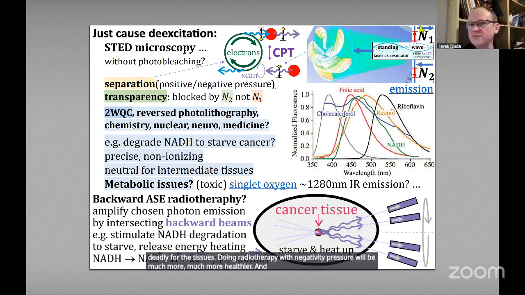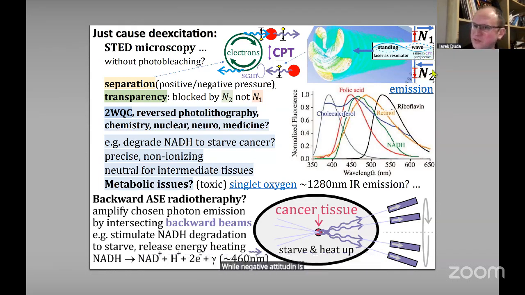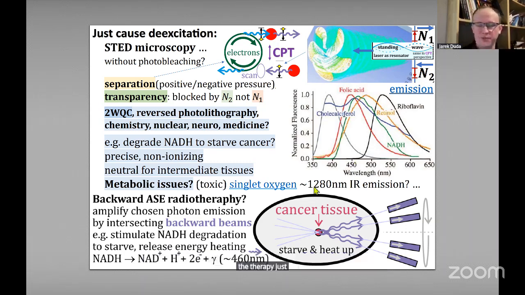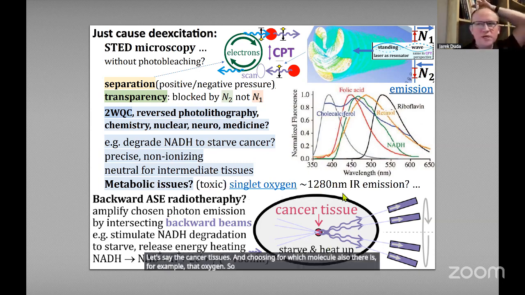And as mentioned, the positive radiation pressure is absorbed by the ground state atoms, while negative radiation pressure is absorbed by the excited atoms. And the number is like 100 times smaller, so the penetration would be much better. So again, in the visual spectrum, we could make radiotherapy just starving, let's say, the cancer tissues, and choosing for which molecule. Also, there is, for example, the singlet oxygen. So there are many also metabolic, I think, conditions which could be handled this way.